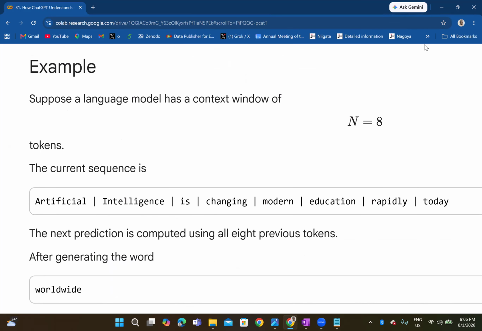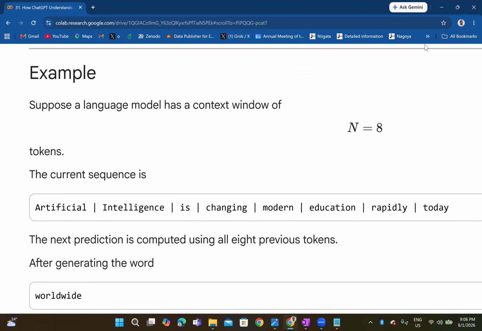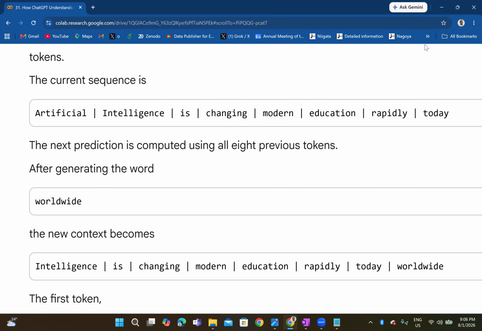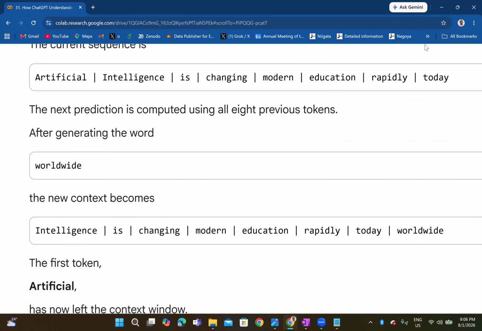Imagine this example. Suppose a language model has a context window of n equals 8 tokens. The current sequence is: artificial intelligence is changing modern education rapidly today. That's 8 tokens right there. The next prediction is computed using all 8 previous tokens. After generating the word worldwide, the next context becomes: intelligence is changing modern education rapidly today worldwide.